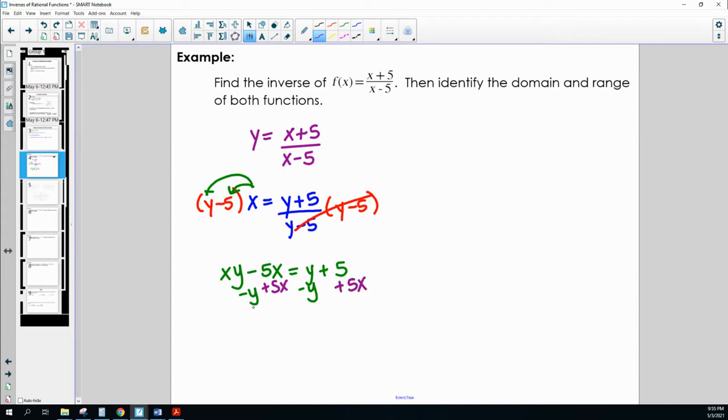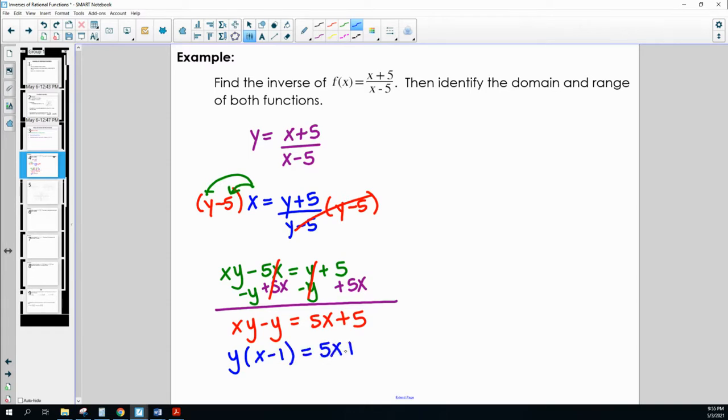Okay, so we're just flip-flopping things around. On this, these will cancel out and these will cancel out. So on the left-hand side, we have xy minus y. On the right-hand side, we have 5x plus 5. Okay, we're almost there. What we want to do now is factor out the y. Looking at the left-hand side, what they have in common is a y. So we can take out that GCF of y, and then we'll be left with y times (x minus 1) equals 5x plus 5. And then lastly, to get y alone, we're going to divide both sides by x minus 1.